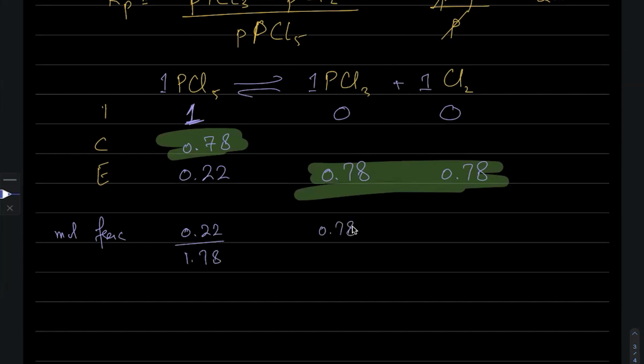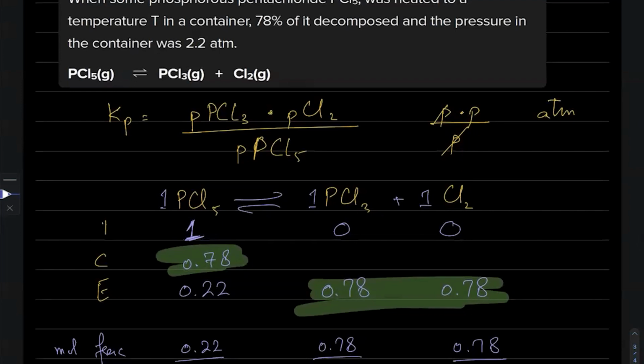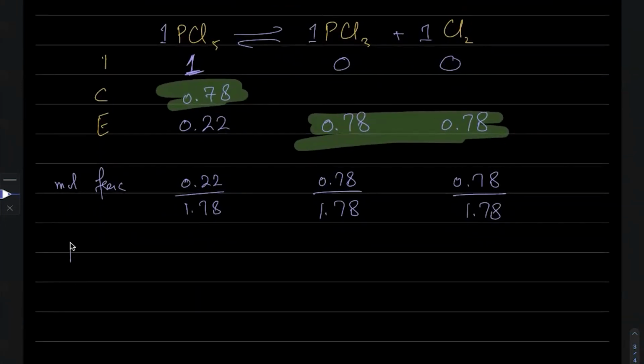This is 0.78 over 1.78. And this is 0.78 over 1.78. Now, what is my total pressure? 2.2. So what's my partial pressure? The pressure of these gases. Partial pressure we show by small p.